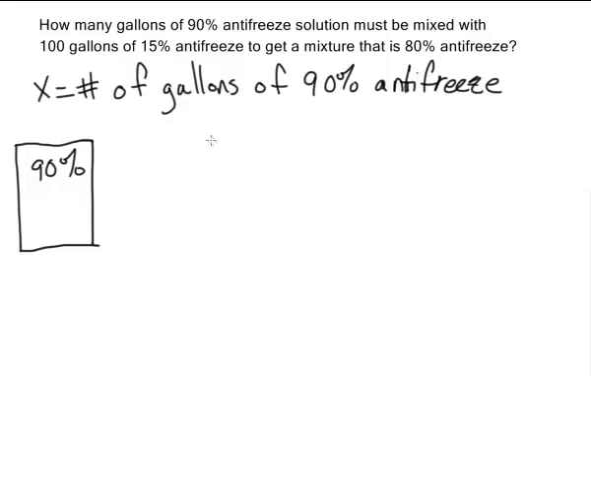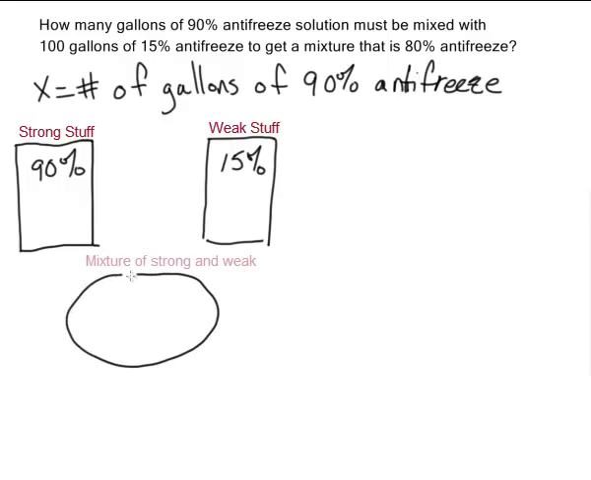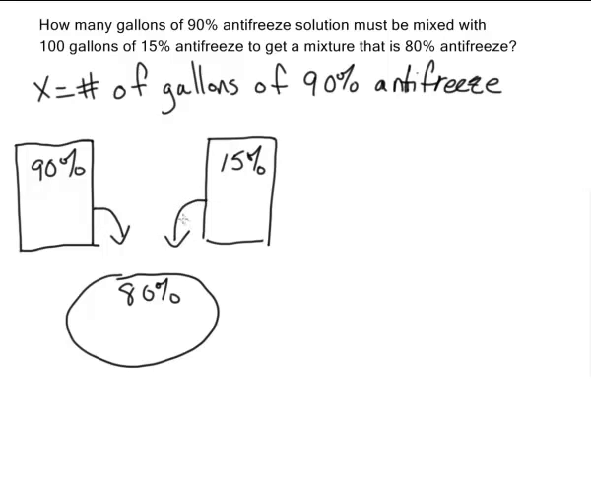And then we're going to take another jug of 15% antifreeze. So let's draw another jug of 15% antifreeze. And we're going to mix these two together, and pour them into another container. And when we're done, we want it to be 80% antifreeze. So it's important to understand that we're physically going to pour this stuff into our final solution, the 90%, then pour the 15% in.